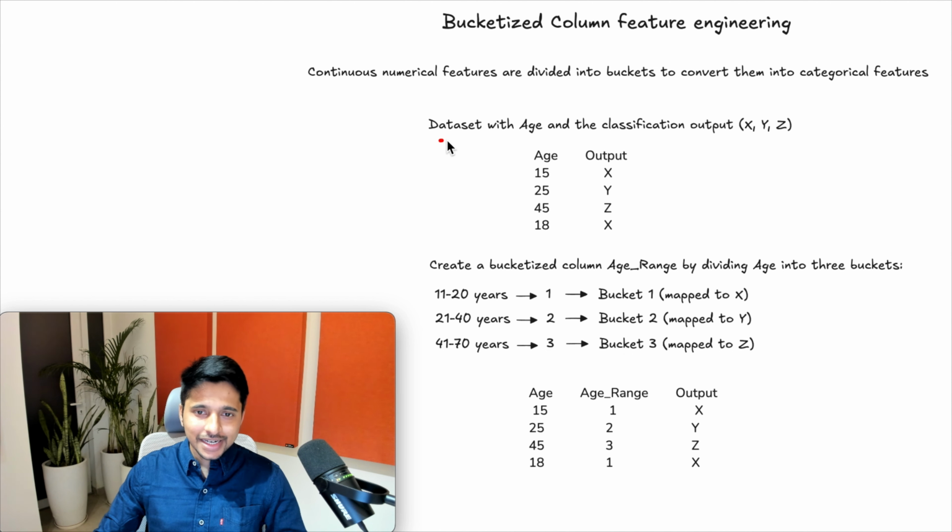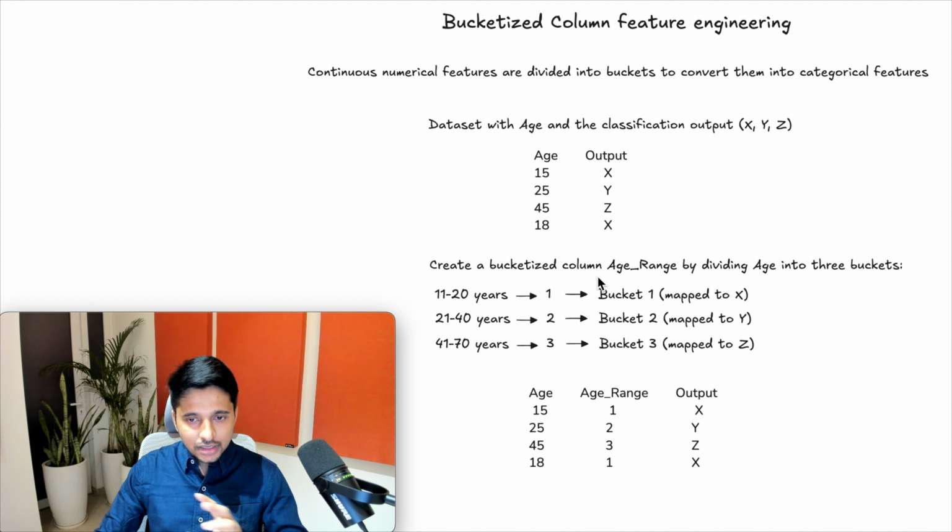Here we have the data set with the age and the classification that we have to do. The output is X, Y, Z, like that. So this is the input and this is the output. So age is 15, output is X for that. Okay, so accordingly we have some data set here, and if you closely observe the data, we can actually create a range for the age here. And for that we will create a bucketized column, age range. So we will create a new column again, and that is feature engineering in this case.